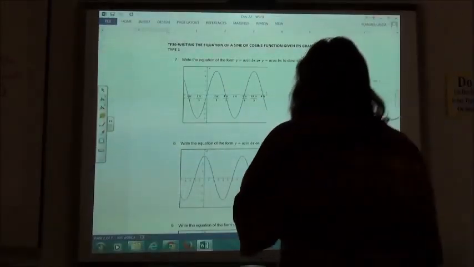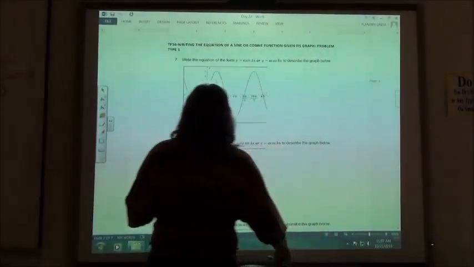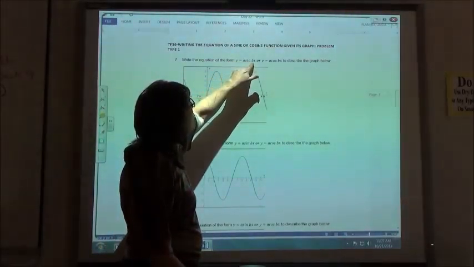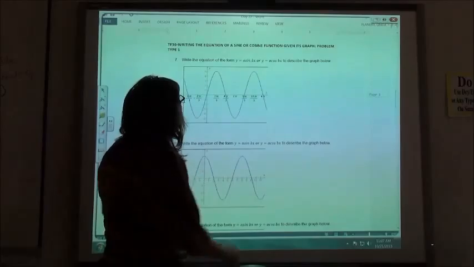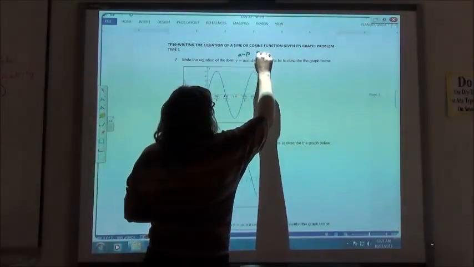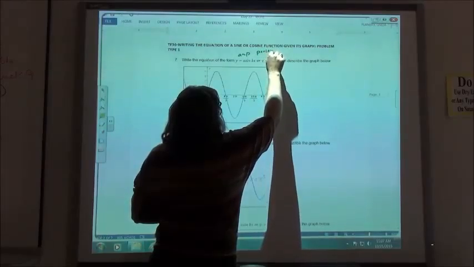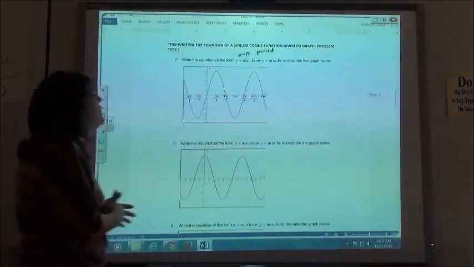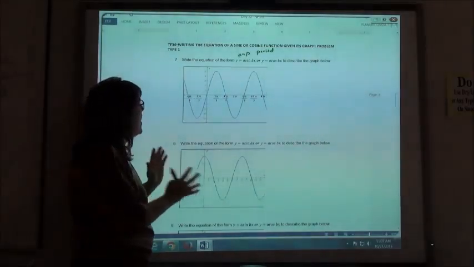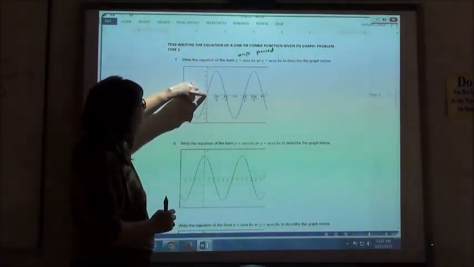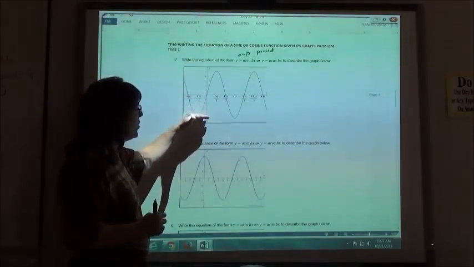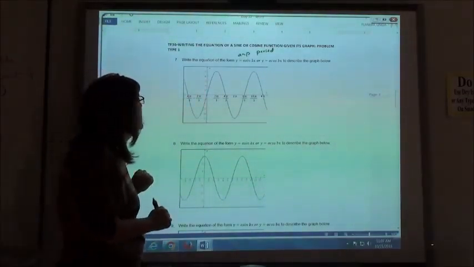Writing the equation of a sine or cosine function given its graph, these ones we're going to write in the form of y equals a sine of bx or a cosine of bx. The a again is your amplitude, your b is your period. So first of all, we have to decide if we have a sine curve or a cosine curve. We don't have any phase shifts, so if it starts at 0, 0, that's going to be my sine curve. If it either starts up or down, that's going to be my cosine curve.